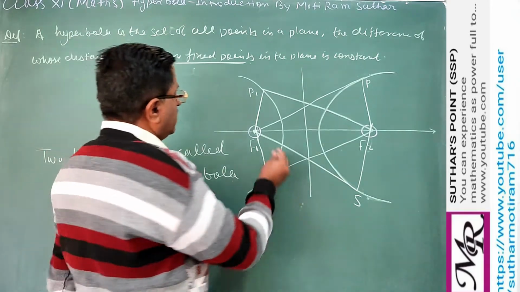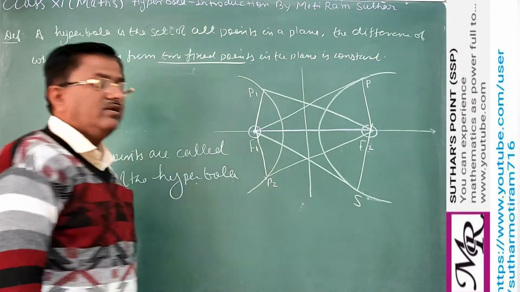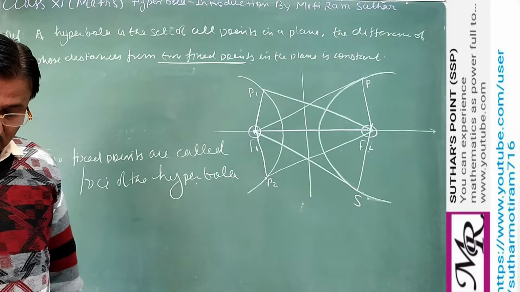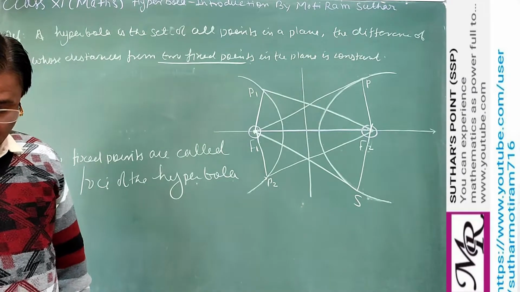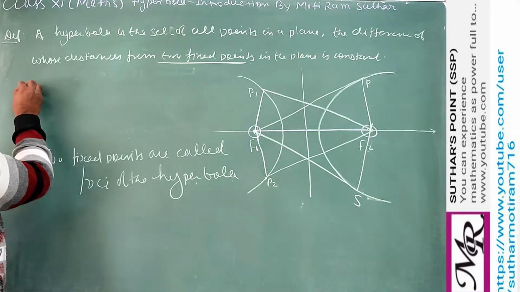Now the line joining these two points, that is F1, F2. The midpoint of this: what is the definition? The midpoint of the line segment joining the foci is called the center.